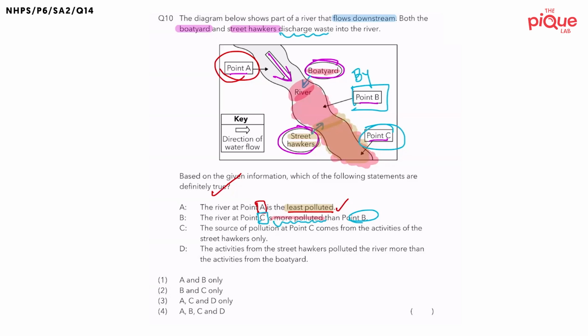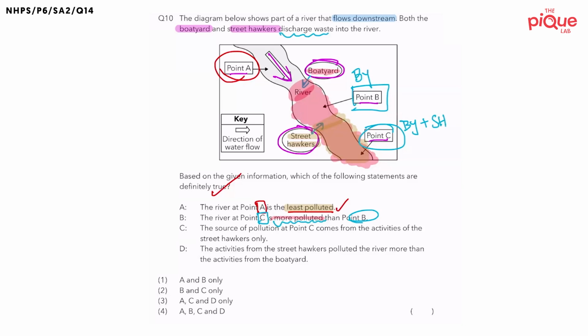However, look at point C. How many colors do you see in point C? Okay, not only do you see red, which is from the boatyard, but you also see orange color that's mixed together, correct? And this orange color is from which part of the diagram? It's from the street hawkers, right? So over here, not only is point C polluted by boatyard, it's also polluted by the street hawkers.